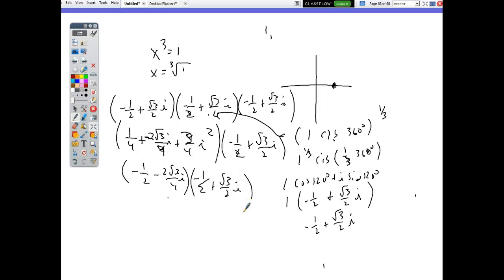Foiling. So negative 1/2 times negative 1/2 is 1/4. Minus these two together, I get negative 2 root 3, so that's negative 2 times root 3 over 8 i squared. Then the inners would be plus 2 root 3 over 4 i. Whoops, I did the outers. I did something wrong. I did the outers before I did this one. So I got to do that one, the last one out there. Minus root 3 over 2 i. Agreed?